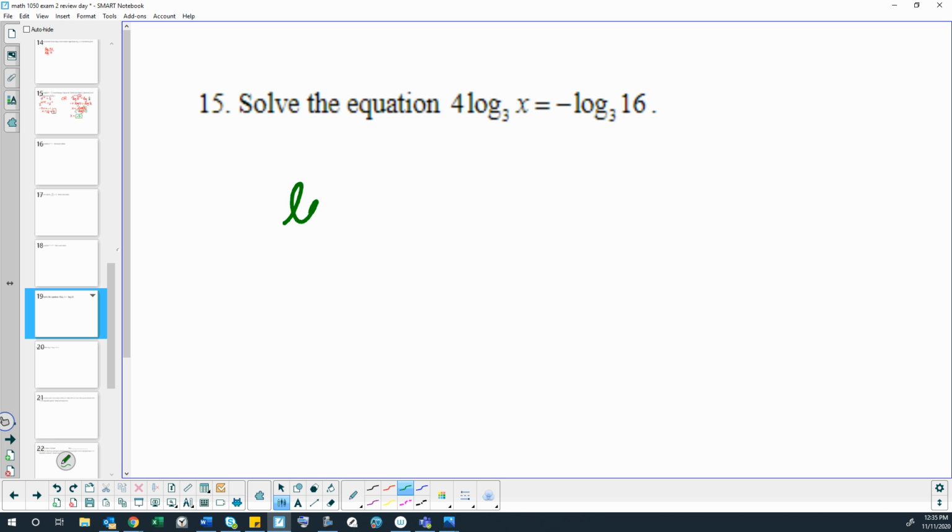So if we rewrite it as log base 3 of x to the 4 and log base 3 of 16 to the negative 1. Now we have a log base 3 on each side without anything else in the way, no other coefficients or negatives or anything else. If there were other logarithms that we could put together as single logarithms, we should do that too. And then, boop, boop.